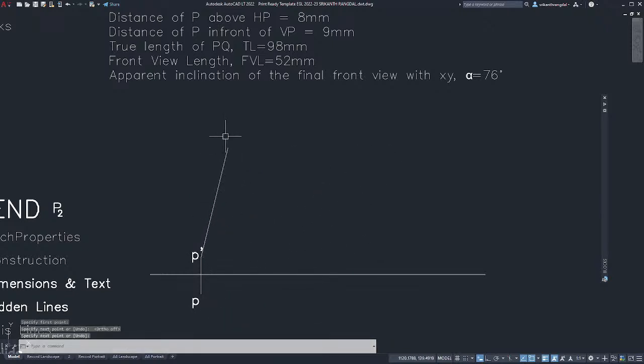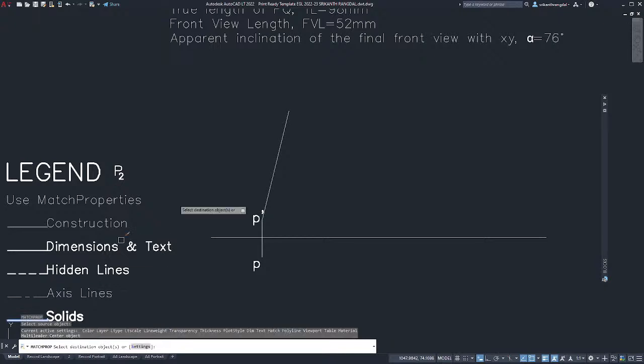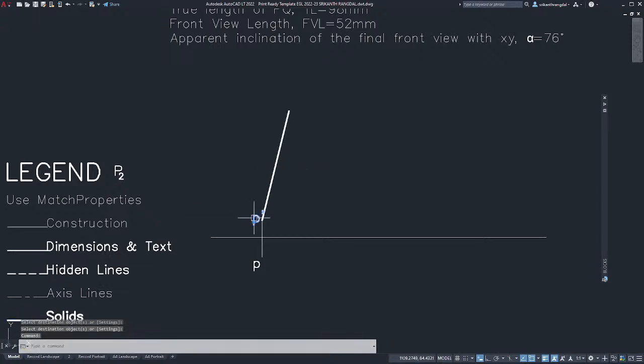So this is my final front view. This is your final front view. Final front view means this line will be dark. And what is the point on the other side? On the other end, we will get the front view of the second end, that is Q dash.